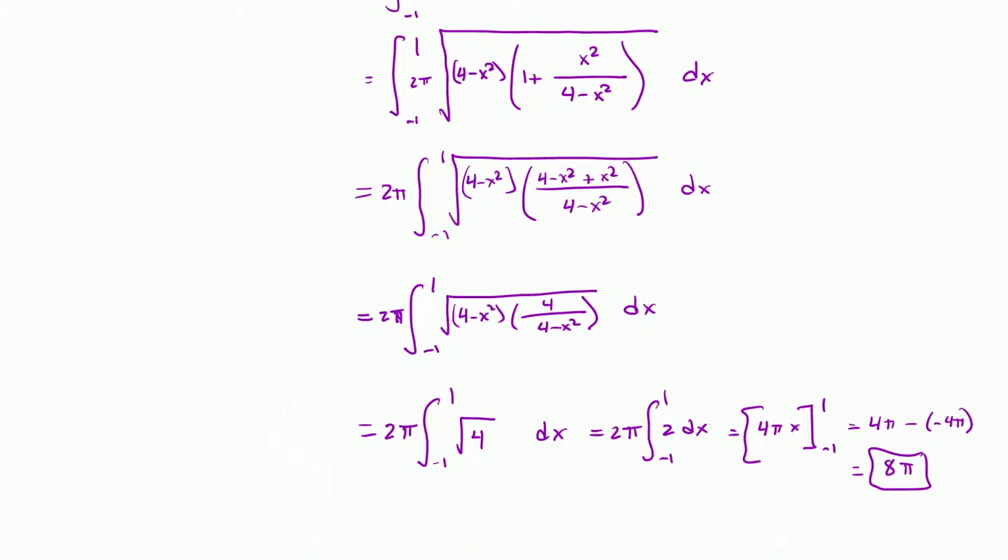Wait, let me number these so that we got 1, 2, 3, 4. You're talking about number 3? Number 2. Wait, what disappears? The numerator? Yeah, the numerator.